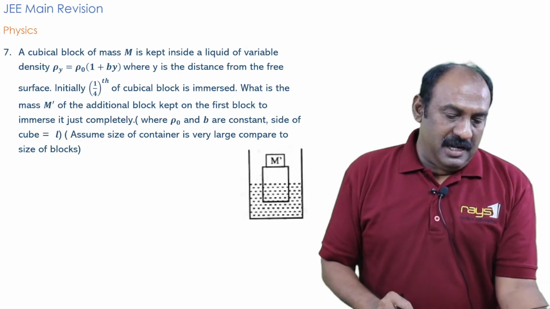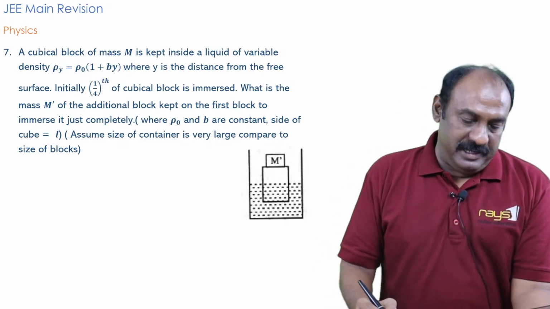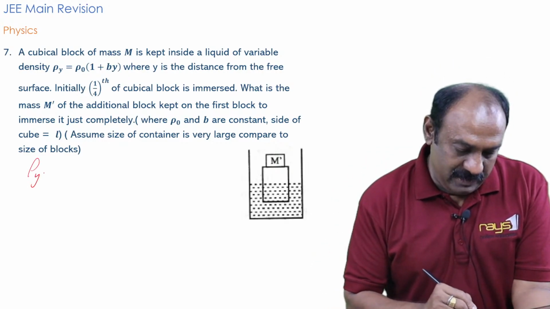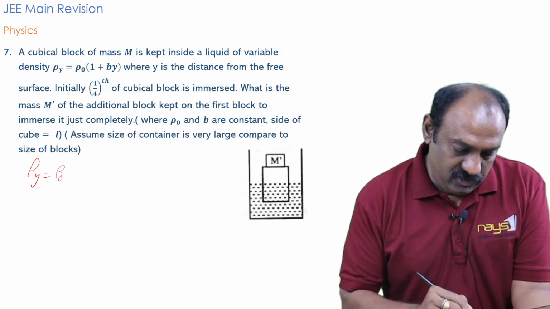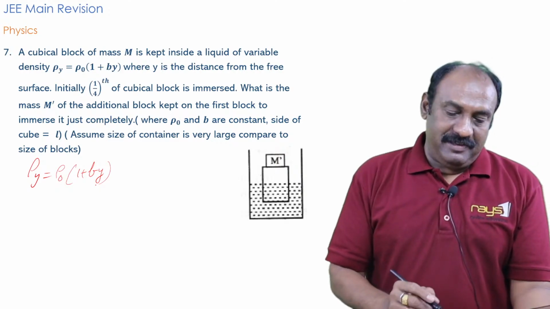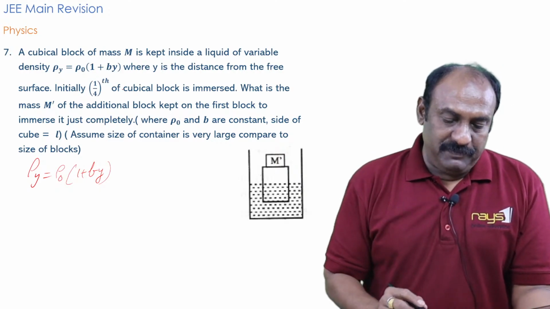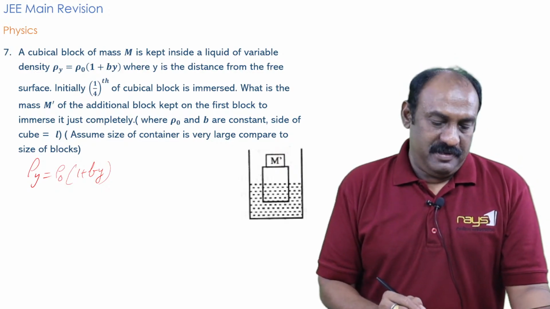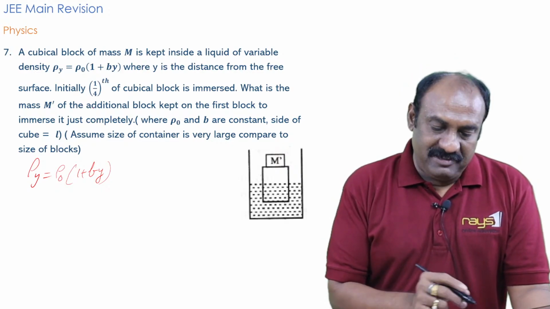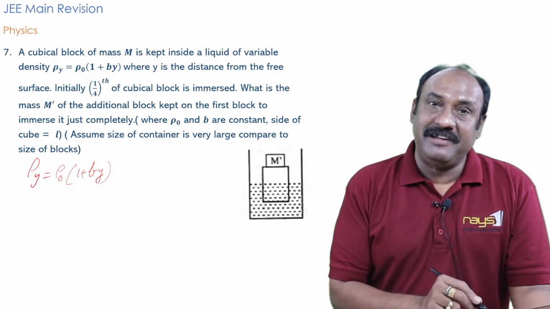A cubical block of mass M is kept inside a liquid of variable density ρ(y) = ρ₀(1 + by), where y is the distance from the free surface of the liquid. Initially 1/4 of the cubical block is immersed. Then what is the mass m' of the additional block kept on the first block to immerse it just completely?